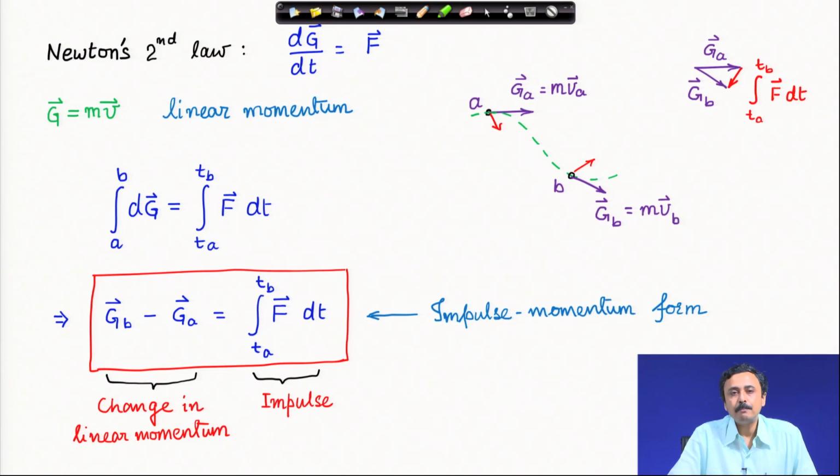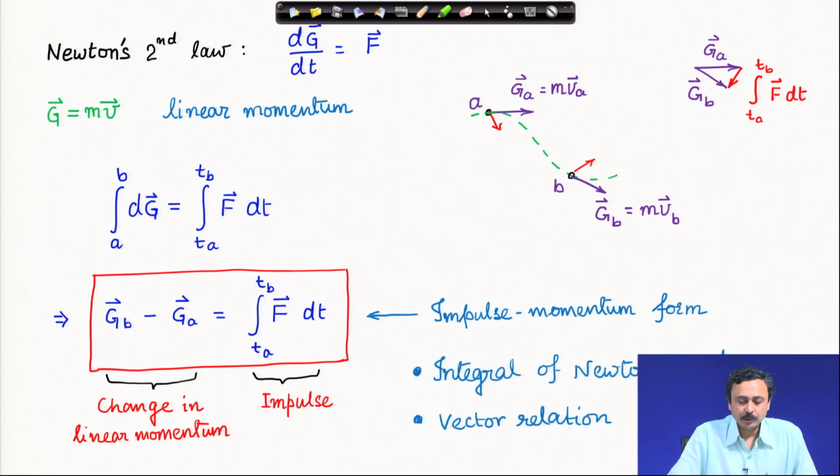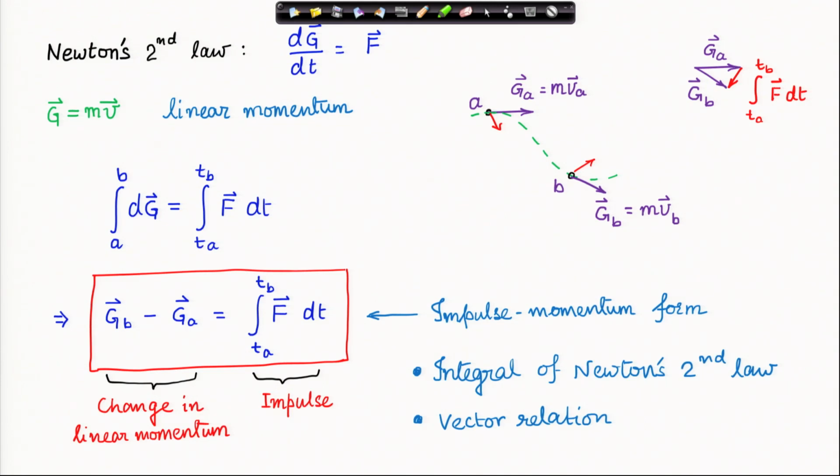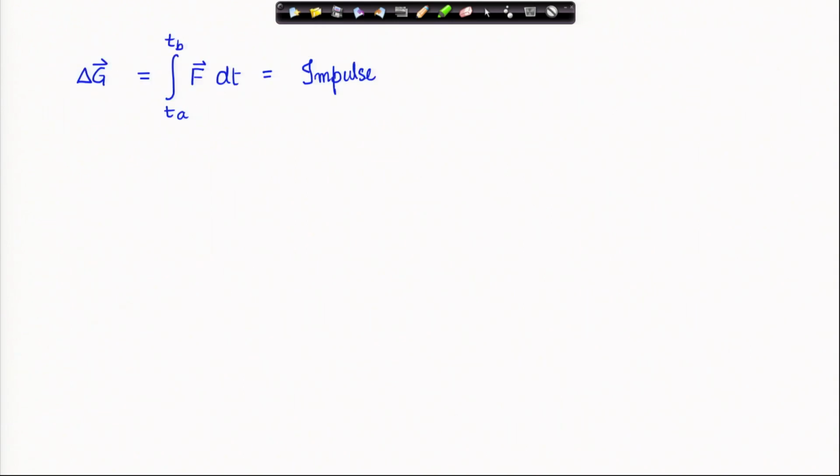This relation is known as the impulse momentum form of Newton's second law, or impulse momentum relation. As you can very easily notice, this is a direct time integral of Newton's second law, and this gives us a vector relation. Remember that impulse is a vector quantity, and that impulse is the change of linear momentum. The change of linear momentum of a particle is equal to the impulse of the force acting. This is the relation, I have rewritten it.